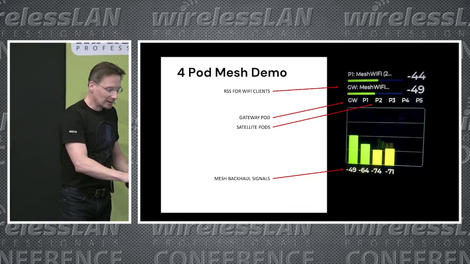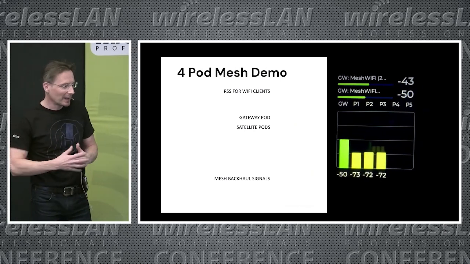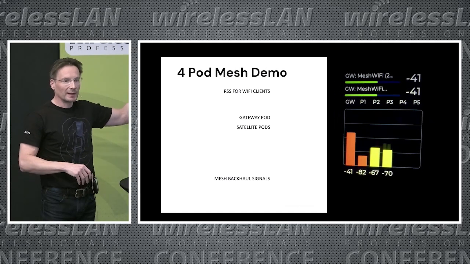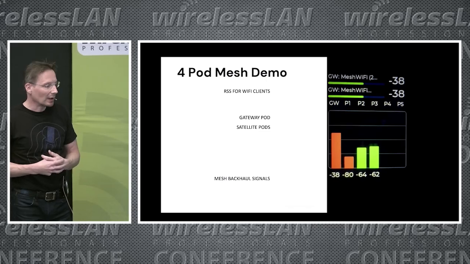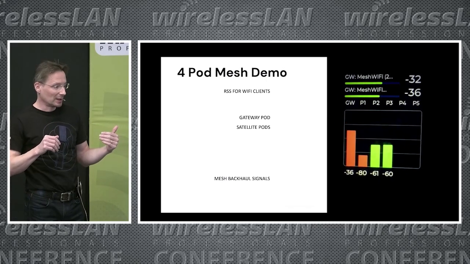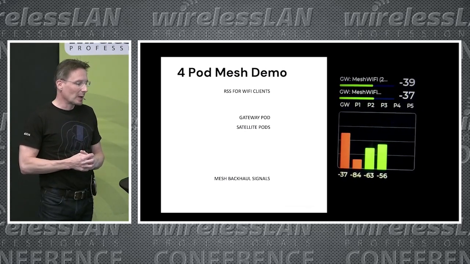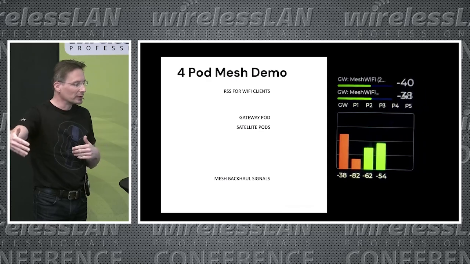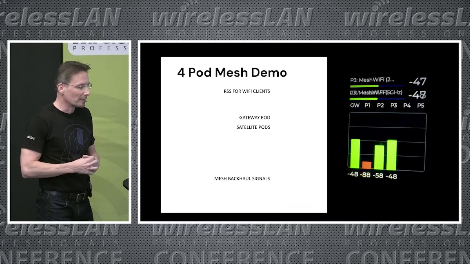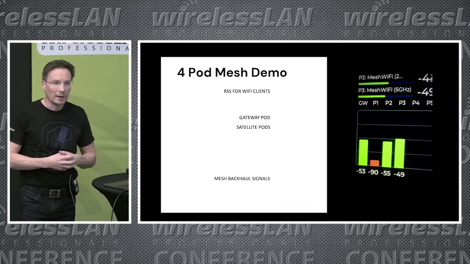Okay? And as I start walking through this deployment, you see I'm walking here. I can constantly see the signal strength of the primary coverage for the clients, and I'm also tracking all the backhaul signals at the same time. And you see that the clients are being served by the gateway pod now. As I walk further, they should roam. At least the best primary coverage comes from P3, and as I continue walking, it switches to P2, and so on.